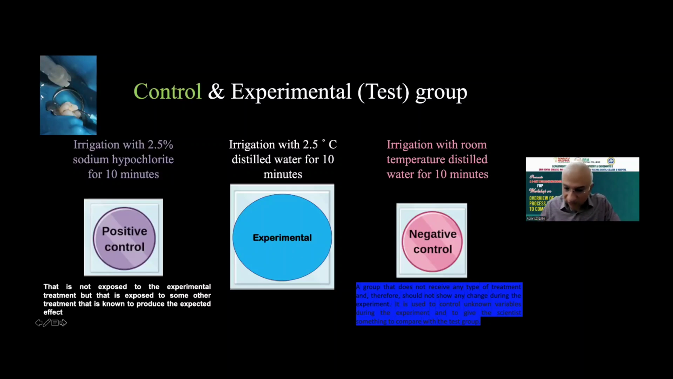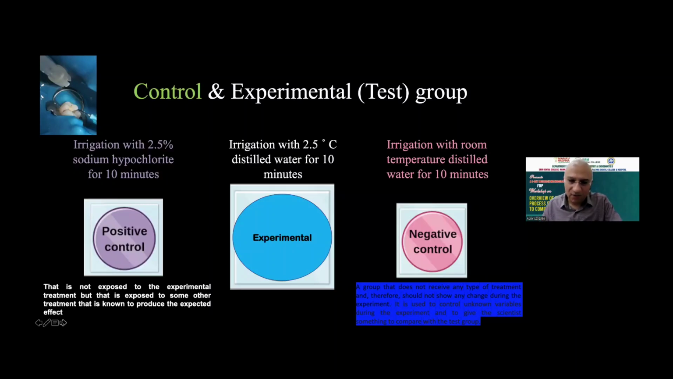A negative control is always good to have, because it is not going to receive any type of treatment, or maybe a placebo treatment, or a solution in this case, which is not going to make a difference. I know that using irrigation with normal saline is not going to make a difference. So it is there to control the unknown variables during the experiment, and to allow the clinician to compare his results with the test group.